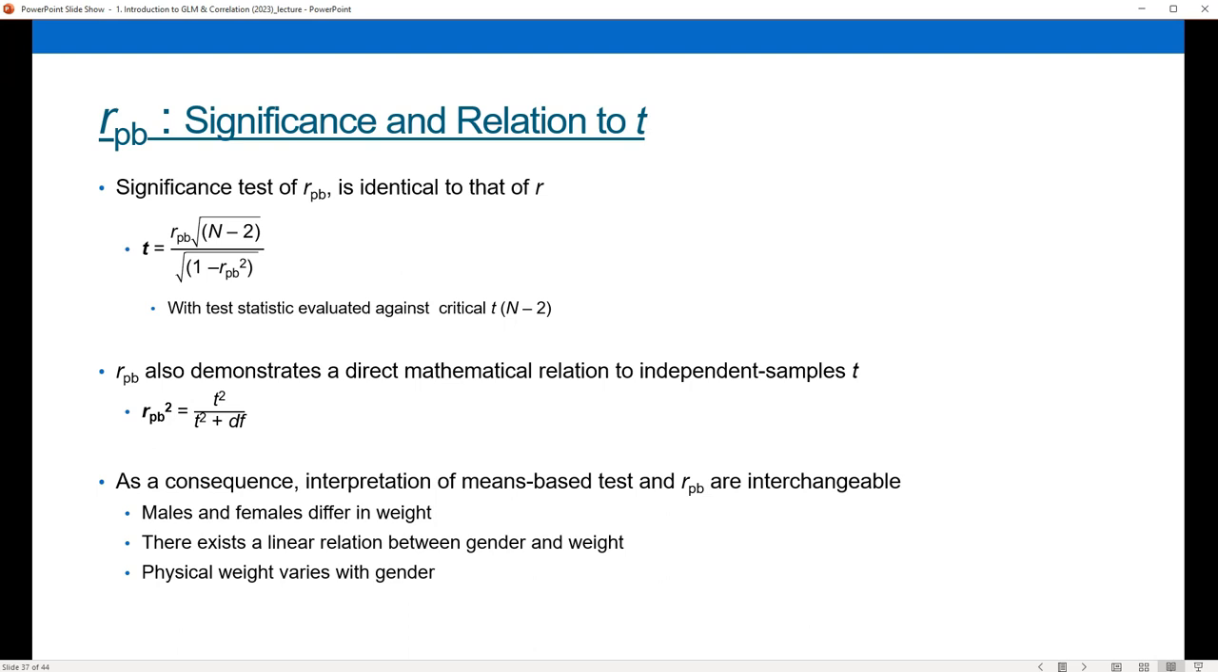Talking about this in terms of mean-based tests, or I can say that sex and weight are associated in the population, right? I can also talk about physical weight varying with sex or gender, depending on my target question, what I'm measuring. All of these are 100% appropriate and okay ways to talk about things. It just gives you some flexibility to frame things in ways that are most consistent with however you want to talk about them. Okay.